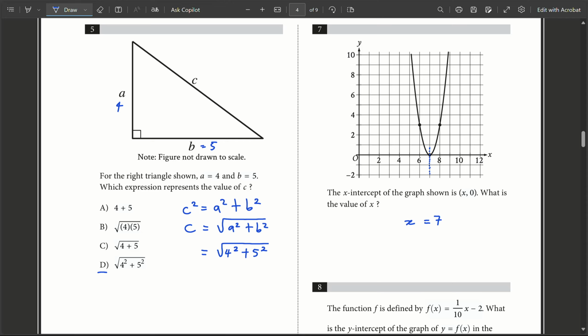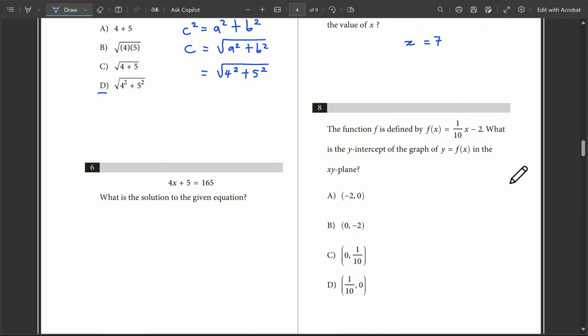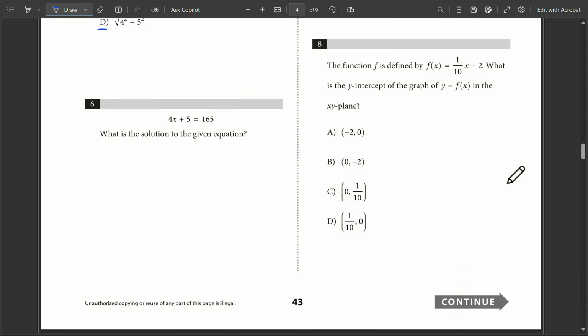Moving on to number 6. 4x plus 5 is equal to 165. What is the solution to the given equation? So we say 4x plus 5 is equal to 165. We take 5 to the other side and it becomes negative 5. Then we're left with 4x is equal to 160. We divide both sides by 4 and we remain with x is equal to 40.